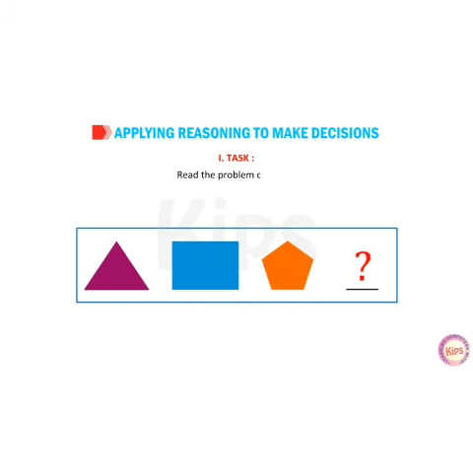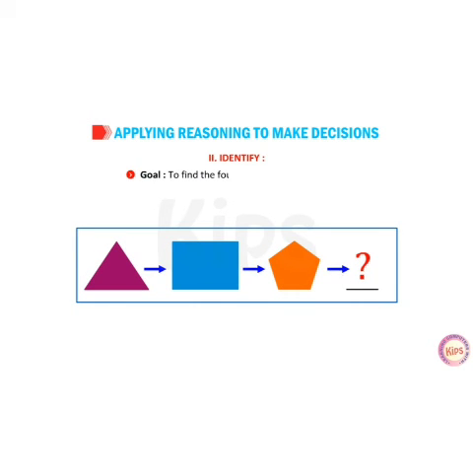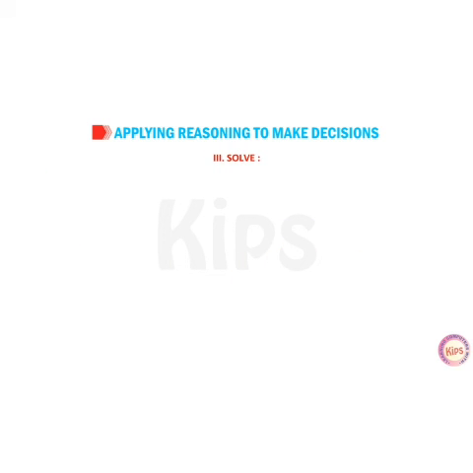First, read the problem carefully. This is your task that is given to you: what comes next in the sequence? Next, identify your goal, which is to find the 4th shape. Information: the sequence of the shapes is given. In the sequence, the first shape has 3 sides, the second has 4 sides, and the third has 5 sides. Next, condition: in the sequence, the number of sides of the shape is increasing by 1.